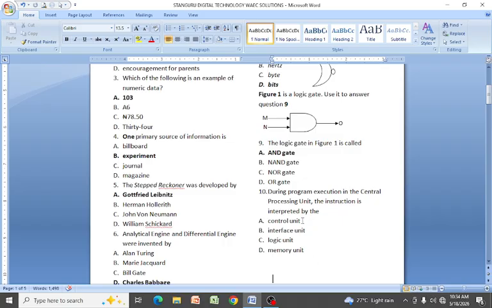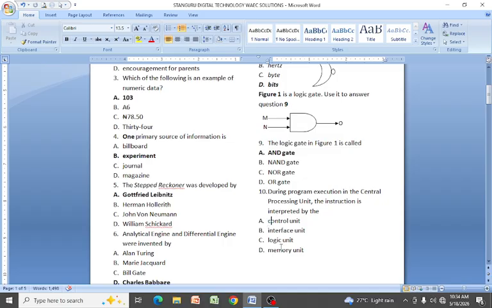The control unit. I will tell you why the control unit is the correct answer and why you need to know that it's the correct answer. The control unit is the one that fetches information from the RAM and interprets it immediately. That's why we are choosing A as the correct answer, because the question says during program execution in the CPU, the instruction is interpreted by what? The control unit. It will fetch the information and interpret the instruction.